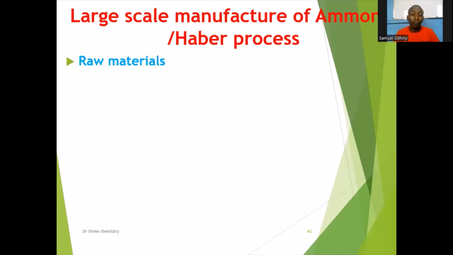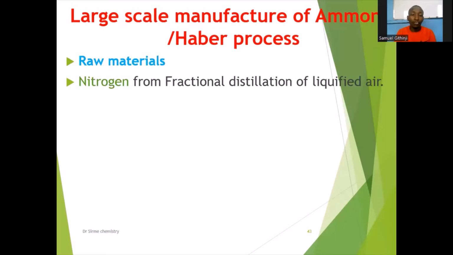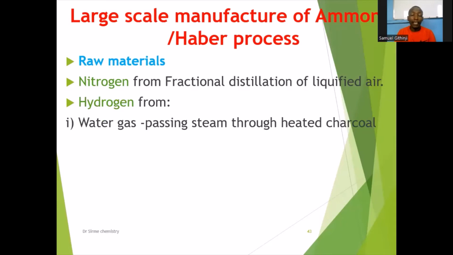Now the raw materials that I need: nitrogen. This one I can obtain from the fractional distillation of liquefied air. That is an industrial process in form 1. I can also get hydrogen. There are several methods that I can use to get hydrogen. Remember the 2 raw materials: I need nitrogen, I need hydrogen, and of course water.